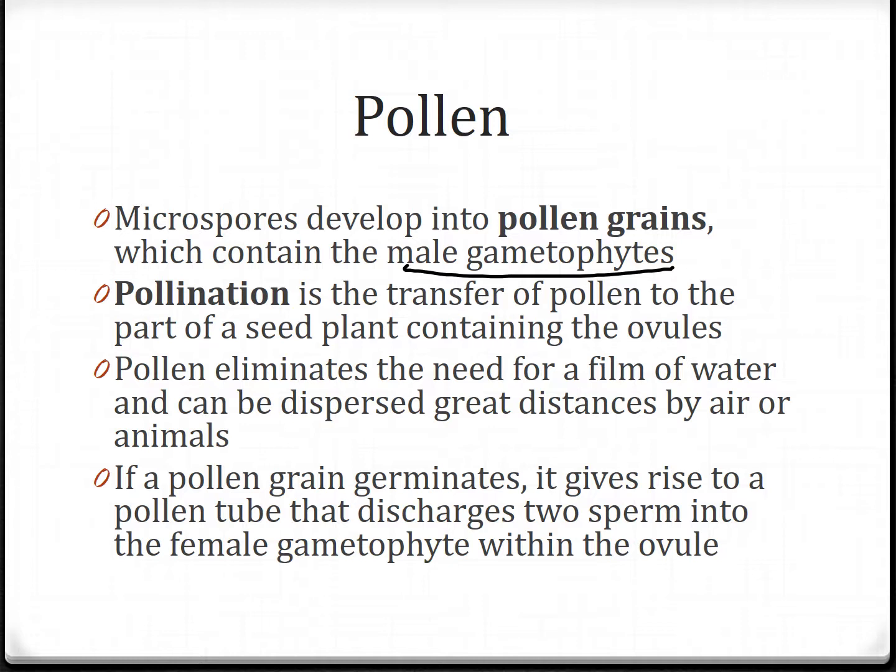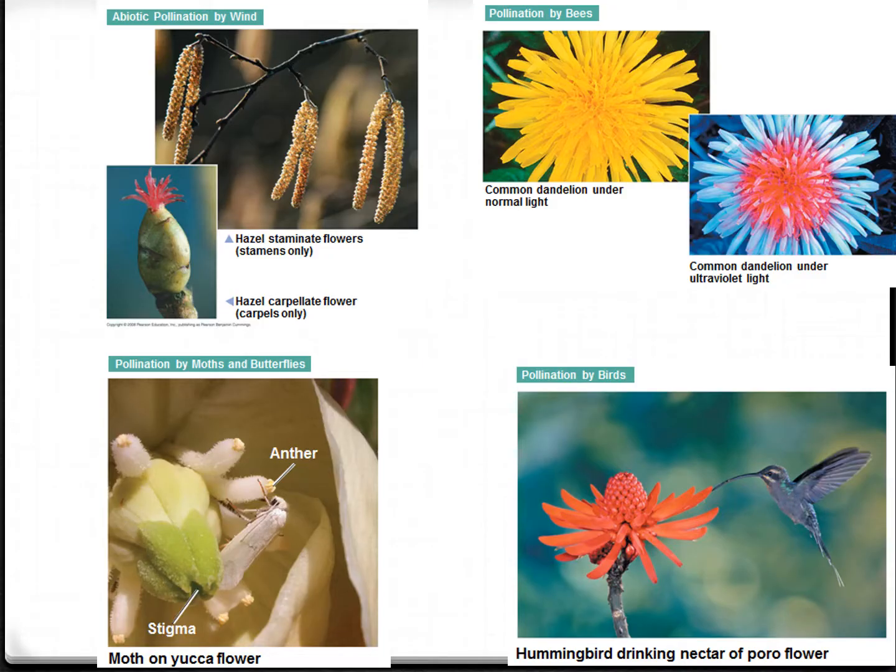Okay, and so with fertilization, when the pollen grain actually germinates, it starts to grow. It gives rise to something called a pollen tube, and then within that pollen tube there will be 2 sperm that will actually go into the female gametophyte that's part of the ovule, which is inside of the flower. So this slide shows a whole bunch of different ways in which pollination can occur.